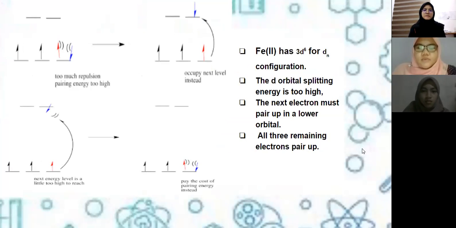So as we know, Fe2+ has a 3d6 electron configuration. If you use CN⁻ as the ligand, CN⁻ is a strong field ligand, so it is also a low spin configuration. Therefore, the d orbital splitting energy is too high. The next electron must pair up in a lower orbital since the energy is higher. All three remaining electrons pair up in the lower energy orbitals.